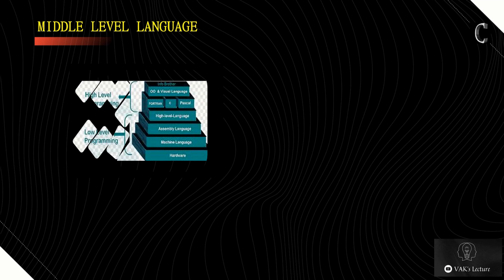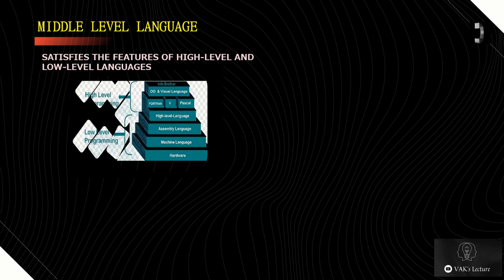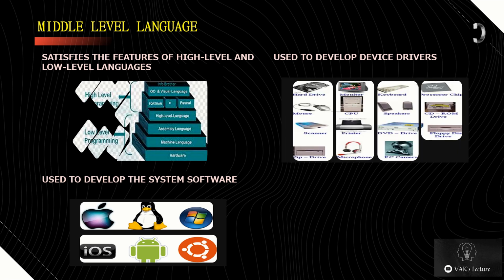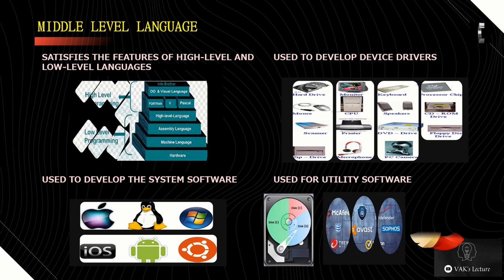That's why, even though it is a high level language, because of the previous reason, it is also called a middle level language. So, it has the features of both low level and high level languages. It is almost used to fill the gap between low level and high level. C language can be used to develop system software. System software means operating systems like Windows, Linux, etc. It can be used to develop device drivers like monitor drivers, printer drivers, sound card, etc. Also for utility software like disk management, antivirus software, system cleanup, etc.